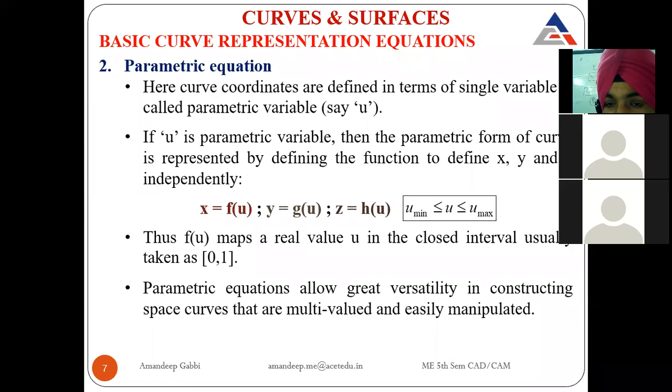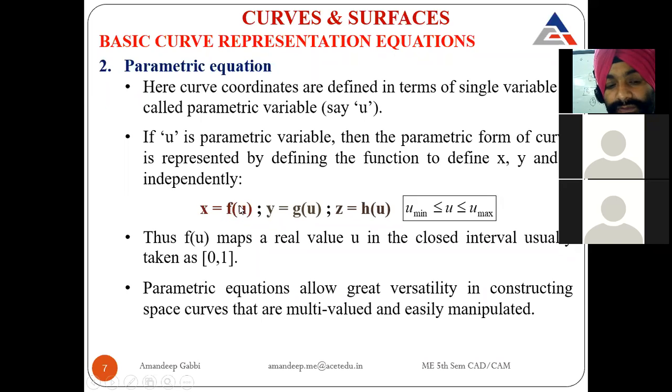Now, in case of parametric equation, x, y, and z are altogether dependent on a fourth variable, u. They are not dependent on x, they are not dependent on y, they are not dependent on z. Instead, x, y, and z are dependent on u, the fourth variable. Here, curve coordinates are defined in terms of a single variable called the parametric variable u. If u is a parametric variable, then the parametric form of a curve is represented by defining the function to define x, y, and z independently.